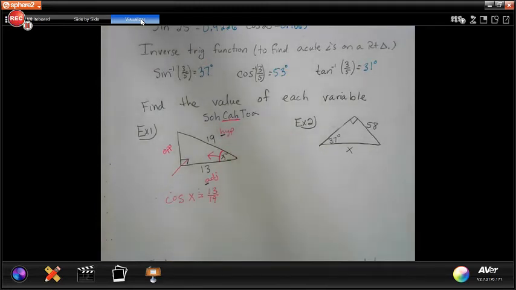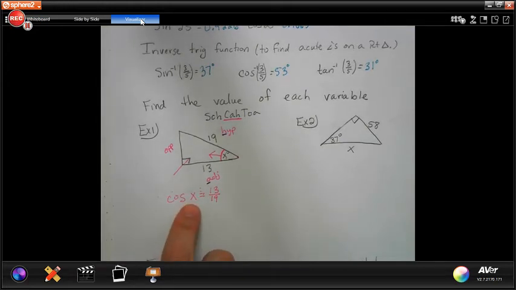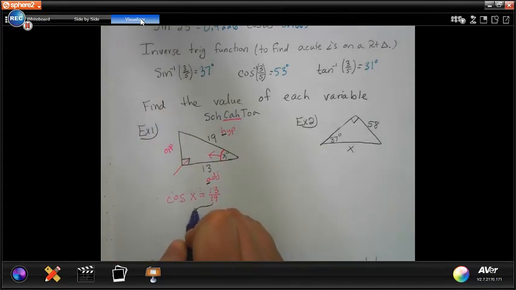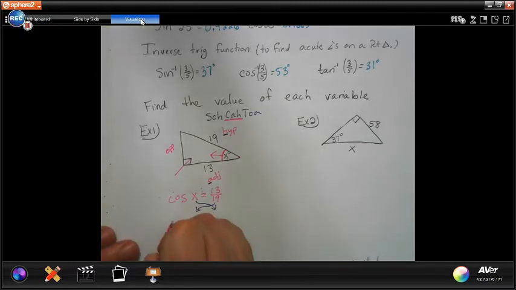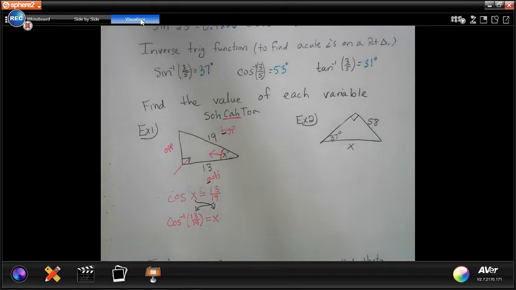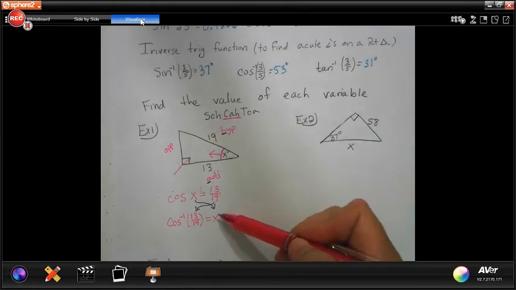Okay, but we can't find cosine of an x. We don't know what to do. So this is where we switch to inverse. So to switch to inverse, when we switch things up, we have to switch their order basically. When we do that, the cosine changes to a -1 cosine. Okay, cosine with that exponent of -1. And then we write the fraction next to it, equals x.